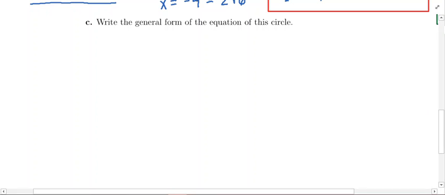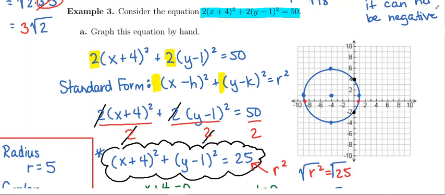So what do we know about the circle's equation so far? Well, it was given to us in blue. We divided all parts by 2 and ended up with this equation in this little cloud figure. And that is the standard form of the equation of this circle. I'm going to go ahead and write that down.